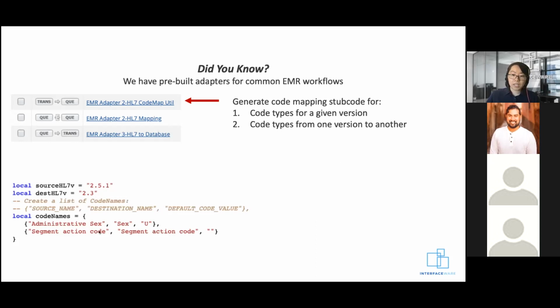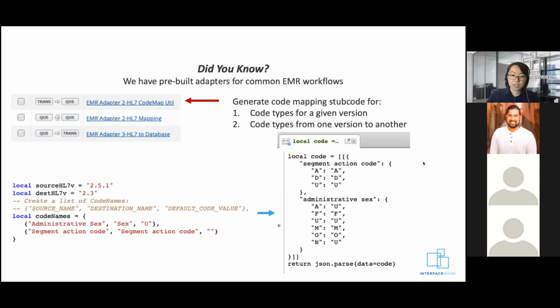In the administrative sex code set, two codes, A for ambiguous and N for not applicable, were added in version 2.5.1 that weren't present in 2.3. Here you can see that we've opted to map those values to the default code value of U. This function thus gives you the code to map between the two versions' code sets, allowing you to save on the time and effort required to look up the differences and write out the code yourself.